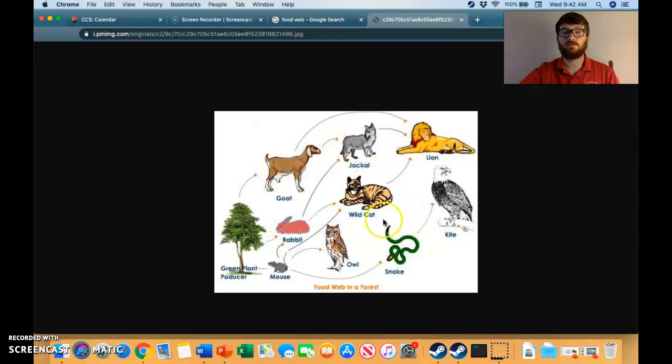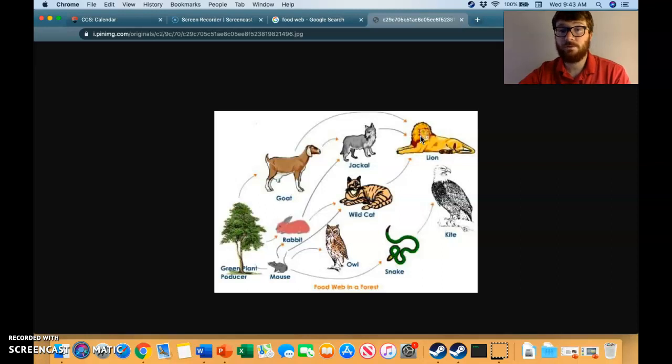The lion eats the goat, the jackal, the wildcat, and the kite eats the snake. The owl would also be considered at the top of the food chain because nothing eats the owl, but mostly because the owl isn't caught by anything. The owl, of course, can just fly away if it is getting attacked. I'm sure a lion would eat an owl if it was just kind of flopping around on the ground. But anyway, that's what you're going to design.